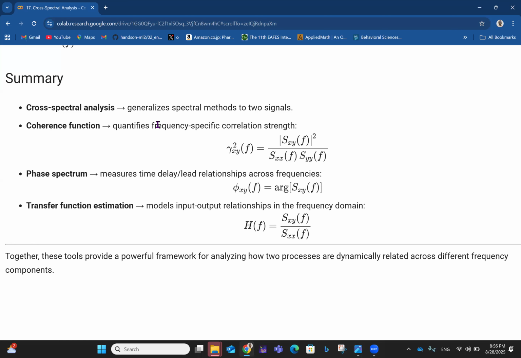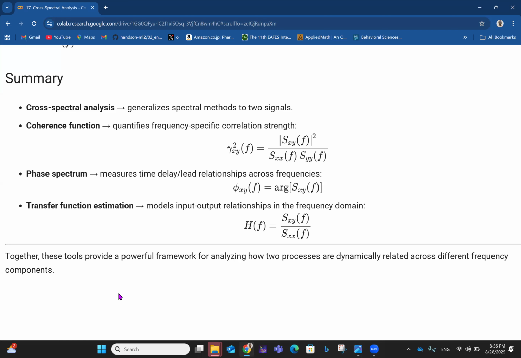The coherence function quantifies frequency-specific correlation strength, and we have the formula right here. Then the phase spectrum measures time delay or lead-lag relationships across frequencies. We have the formula defined like this. Then we have the transfer function estimate, which models input-output relationships in the frequency domain, and it is given as H of f equals S sub xy of f all over S sub xx of f.